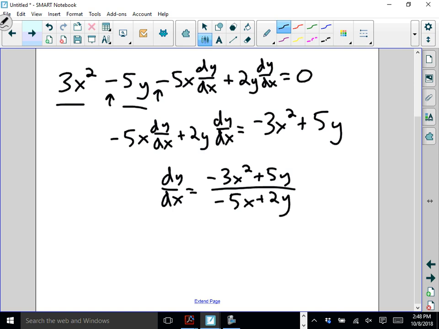Again, I can look to simplify here, but 3, 5, and 2 don't have a common factor other than 1. Not all the terms have an x, not all the terms have a y. It's as simplified as it's going to get. I may be able to rewrite it in a slightly different way, but that's as simplified as it's going to get. Now I need to just go ahead and plug in. I want to evaluate dy/dx at the point (2, 3). So everywhere I see an x, I'm putting a 2. Everywhere I see a y, I'm putting a 3. Let me just do this very carefully.